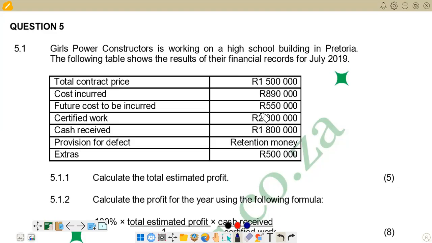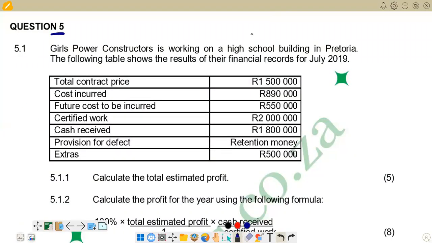Still working on a paper of November 2022. This is a question paper of November 2022. Today, we want to look at question 5 on that question paper. In this question 5, we are going to go through it and answer the questions that are required.